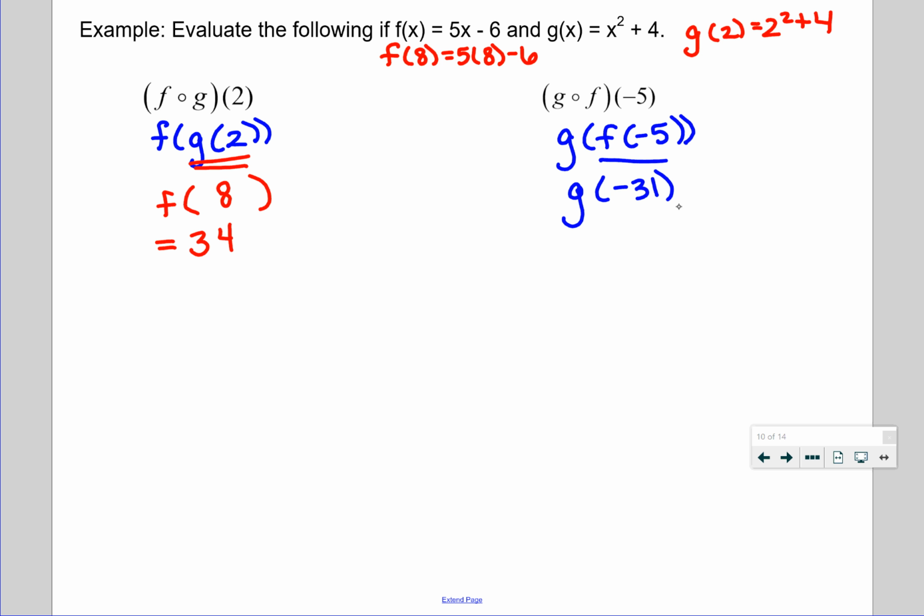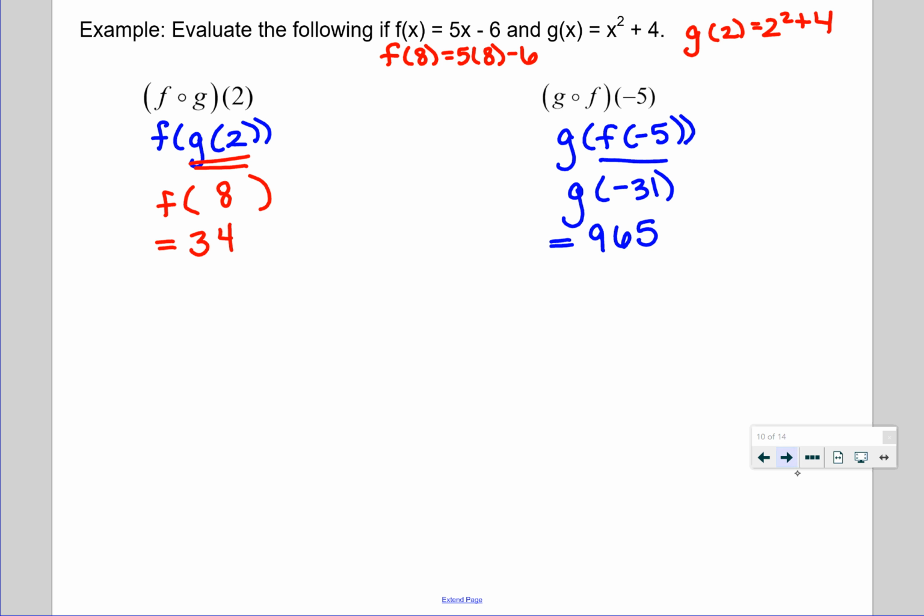And now I need to plug negative 31 into g, and I agree we probably need a calculator for that one. So we're going to do negative 31 squared. Remember, that should be a positive number if you're doing it right. Plus 4. And you should get 965. 31 squared is 961 plus 4. All right, questions evaluating with composition? Pretty quick little questions. You just have to work with the notation.